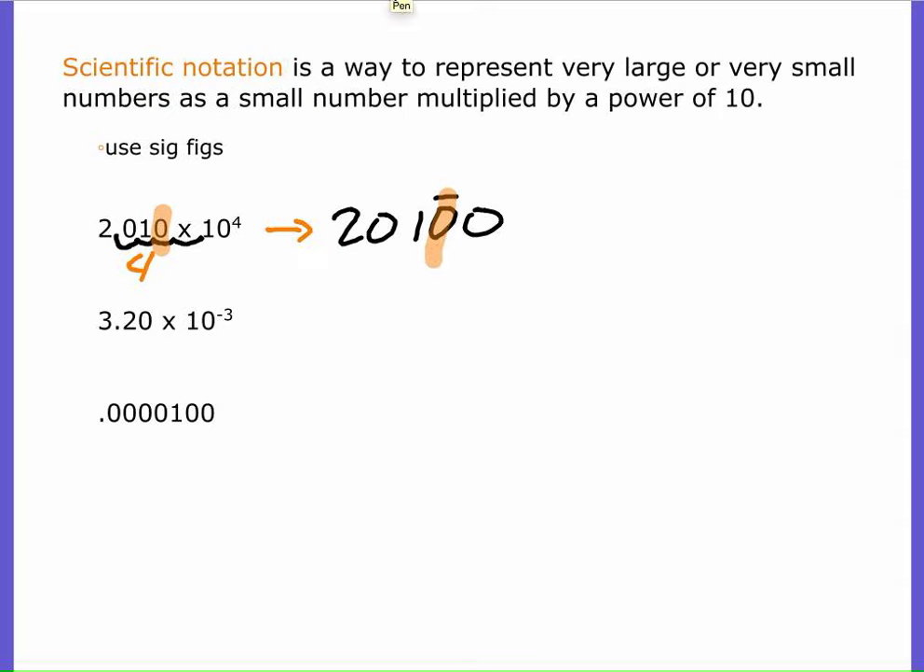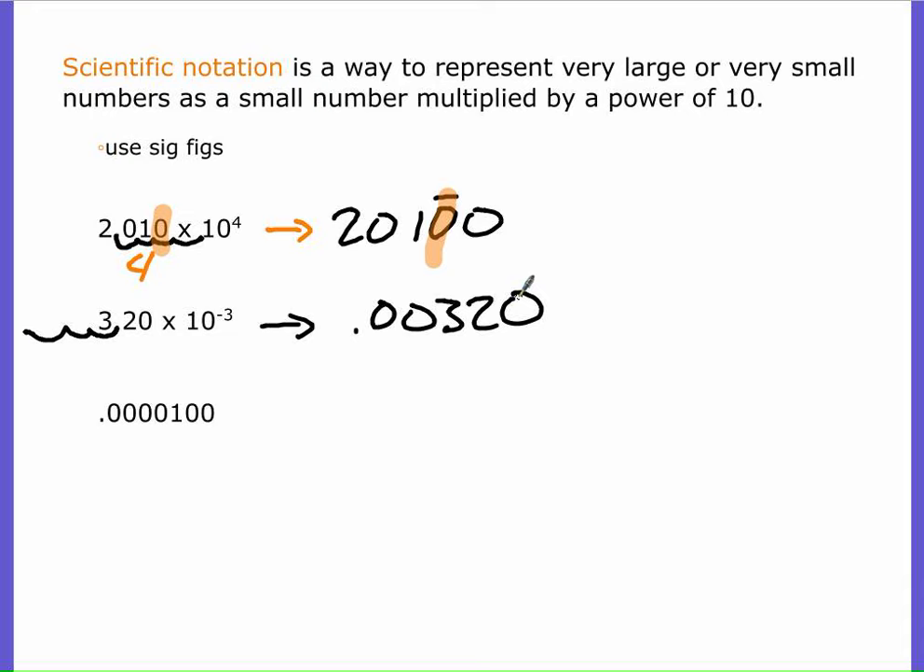The next example, 3.20 times 10 to the negative third. If I want to take that out of scientific notation, all I have to do is move the decimal 1, 2, 3 places to the left this time, because it should have been a small number with that negative exponent. And I will get this value here, 0.00320. And the only thing here is that I need to make sure that I understand that that 0 was there before. It still needs to be behind the number after.